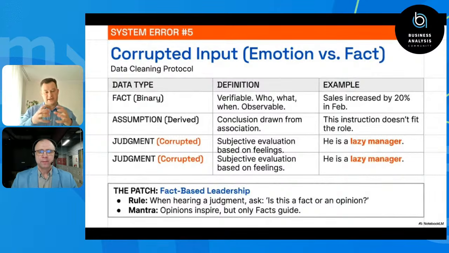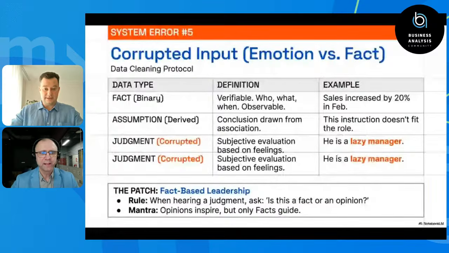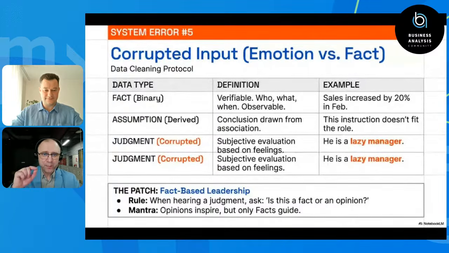But the facts layer, as we call it, the fact-based leadership concept, is your key to success. Facts, Dima, are the foundation of informed decisions. Of course, opinions can inspire, we know this as human beings, but only facts can guide.